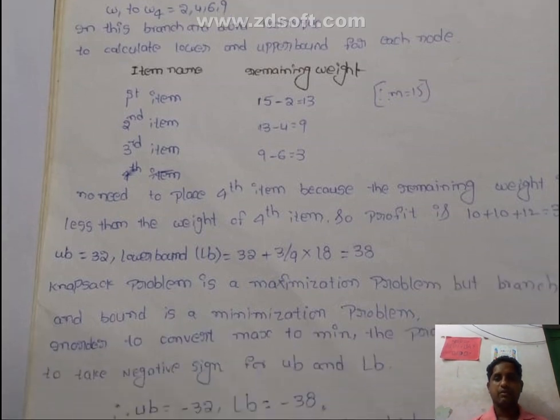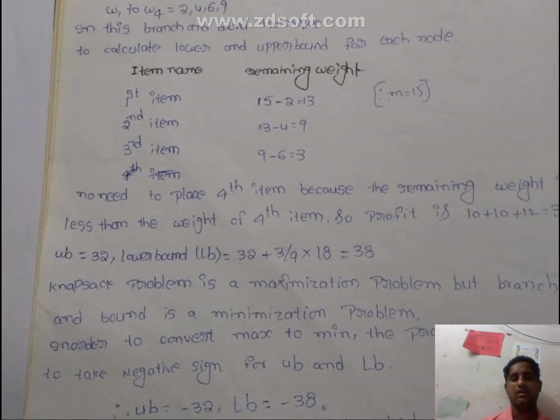Now the knapsack problem is a maximization problem, but branch and bound is a minimization problem. Actually the knapsack is a maximization problem, but we have to solve it using the branch and bound technique, which is a minimization problem. So in order to convert max to min, we have to take the negative sign for the upper bound and lower bound.